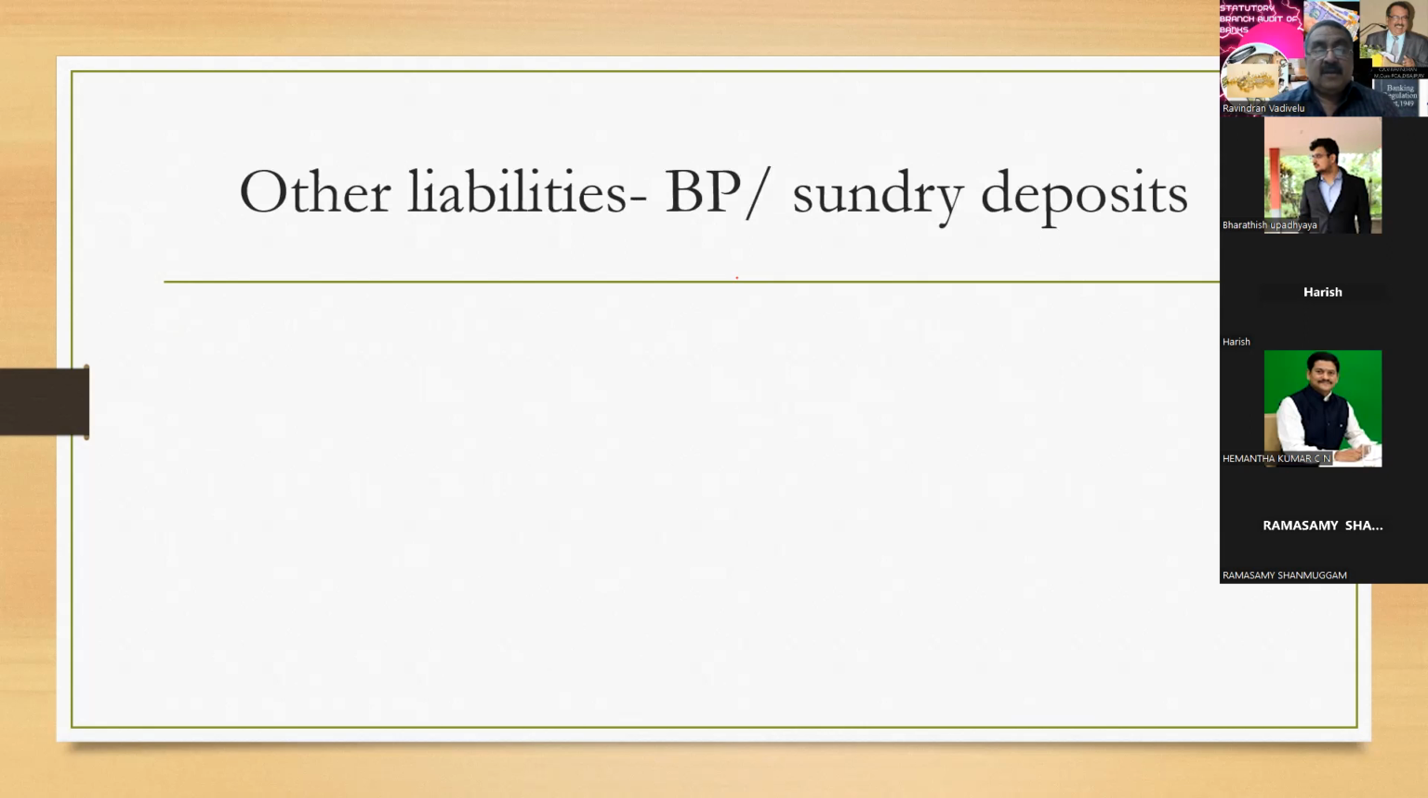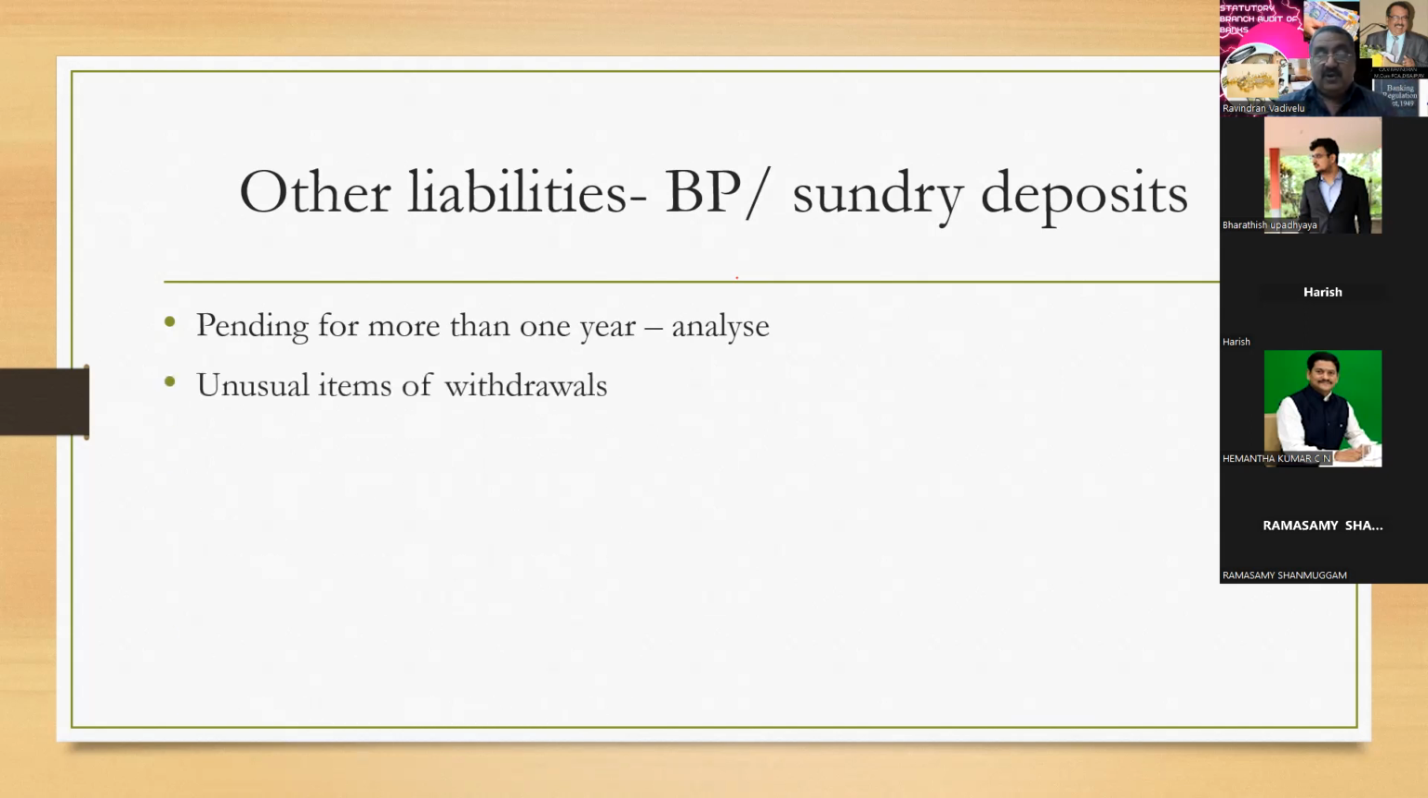What are the other liabilities? That is in the form of bills payable, bills purchase, and sundry deposits pending for more than 1 year. If there is any entry that is pending for more than 1 year, you have to analyze why there are sundry deposits which are pending for more than 1 year. You have to ask for the reason and give the same thing in your report.